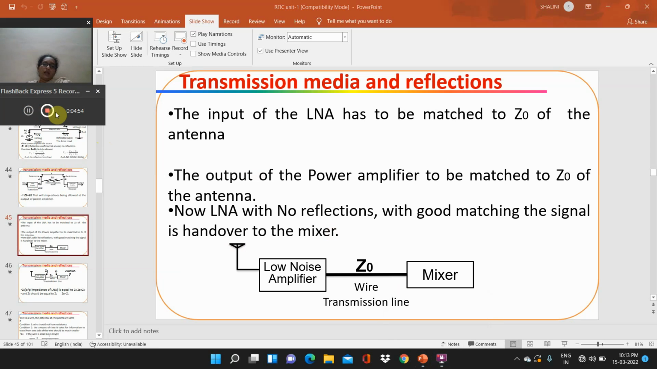And now the LNA, with no reflections and good matching, hands the signal over to the mixer. So for the low noise amplifier, the output impedance should be matched to the input impedance of the mixer. That is why the transmission line.